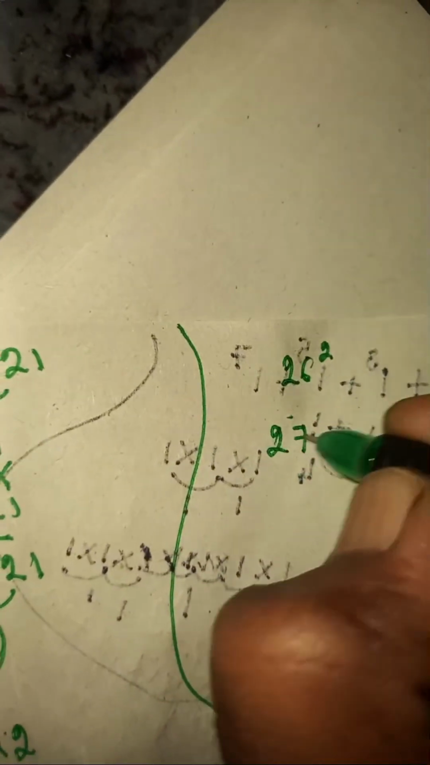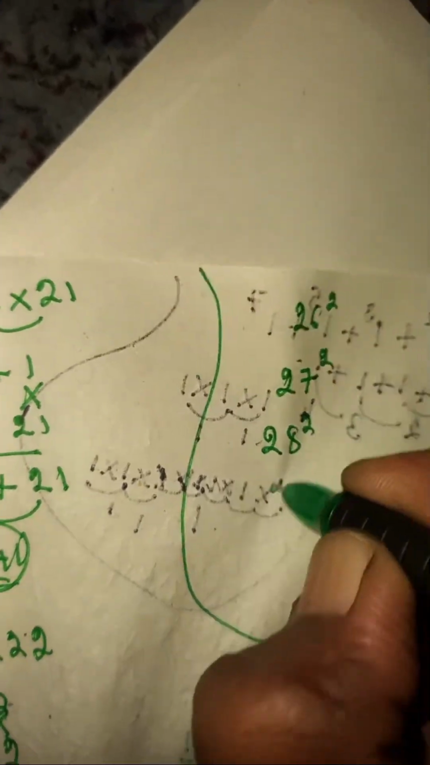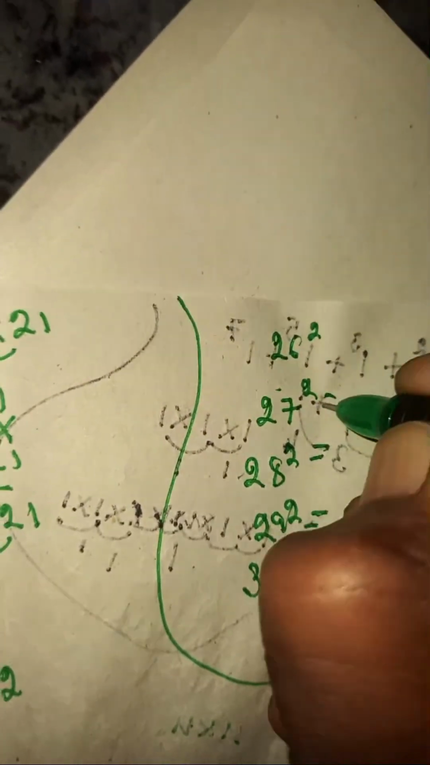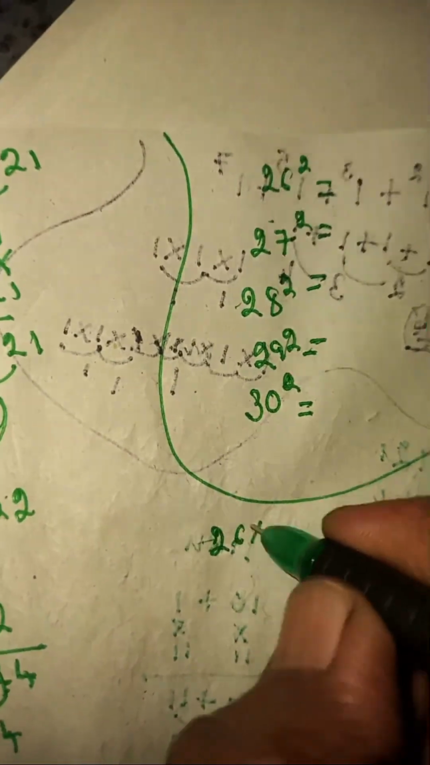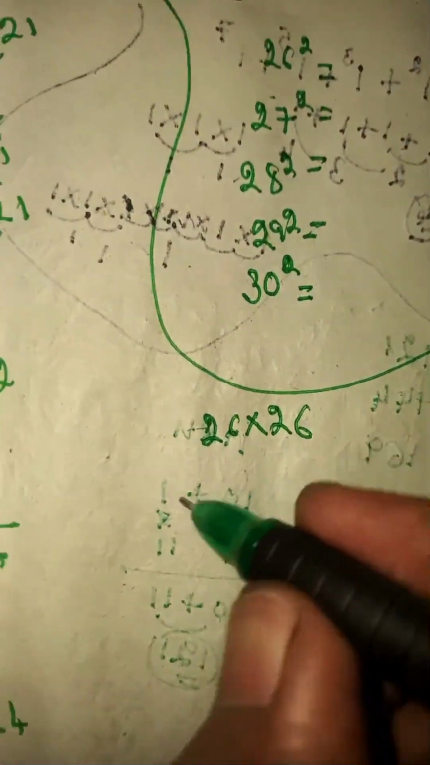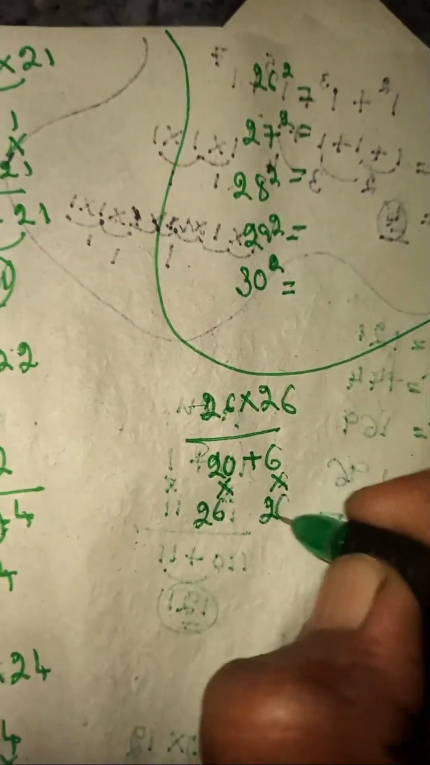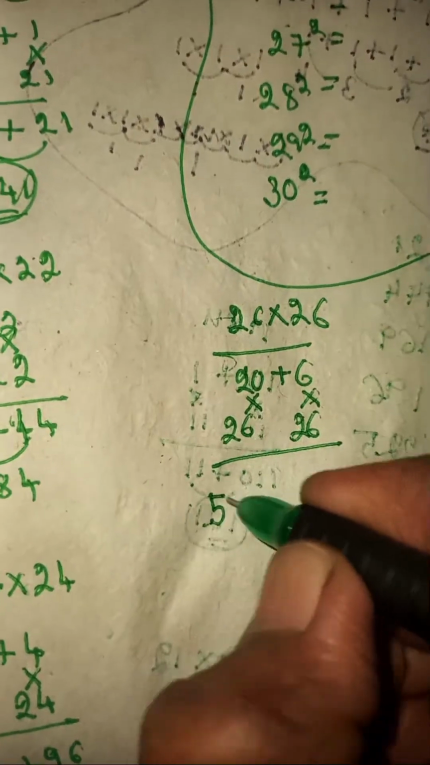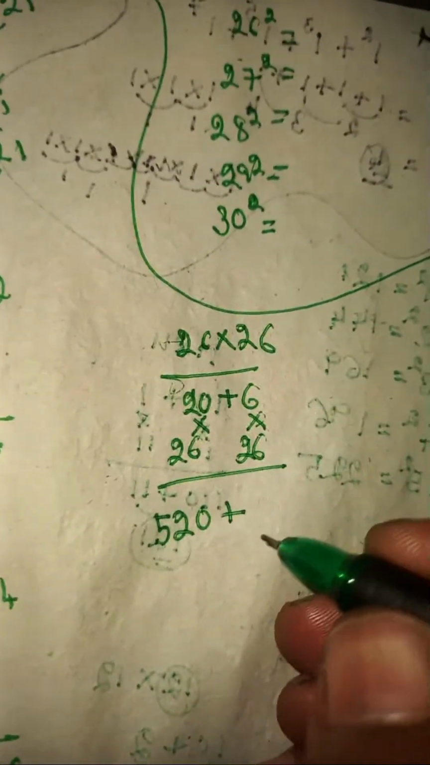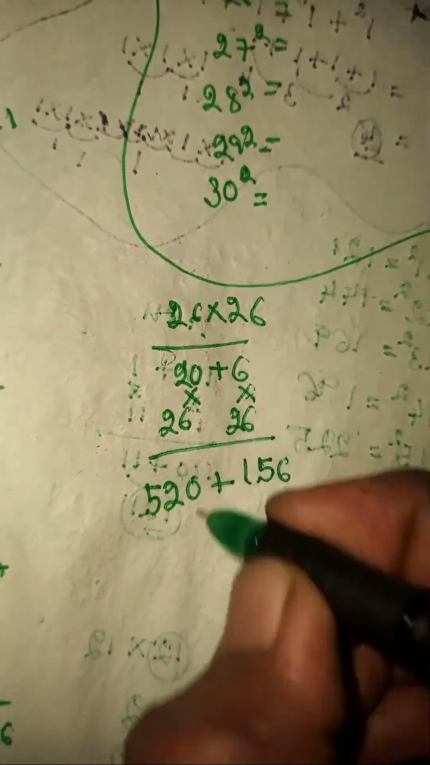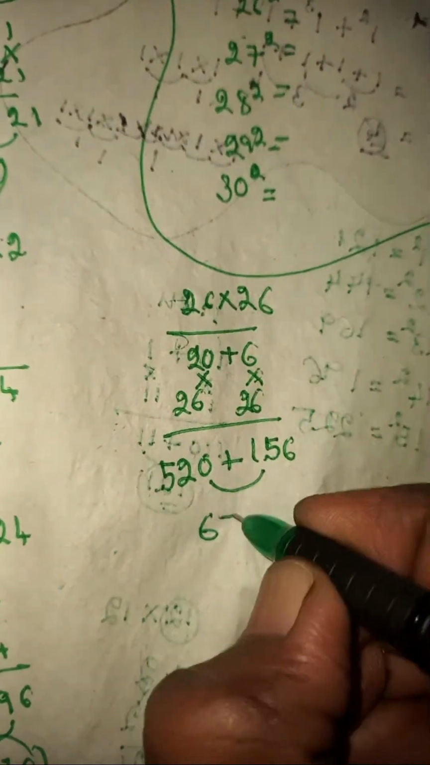And now let's do some more problems here. Let's do 26 square, 27 square, 28 square, 29 square and 30 square. Let's do it very quickly. 26 square means 26 times 26. Here you're going to split this as 20 plus 6. Here also 26 and here also 26. 26 times 2 is 52, so it is 520. 26 times 5 is 130, plus 26 is 156. If you add, you're going to get 676.